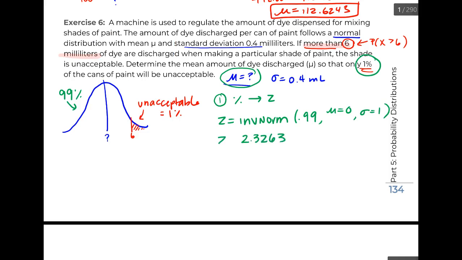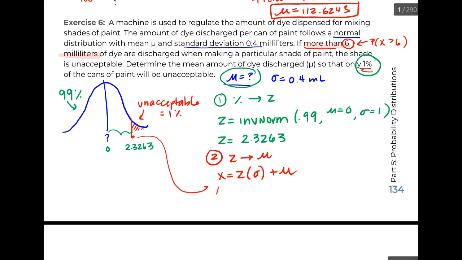2.3263 is our z-score. So remember, that's all about some underlying standard normal distribution. So we know exactly how many bunny hops this would have been. It'd be over 2 bunny hops away. And then step 2, we're going to turn that z back into one of our parameters, in this case our mu, by using that sweet formula. X is equal to z times sigma plus mu. This is on the formula sheet. You don't have to memorize anything. You just need to know what plugs in where.